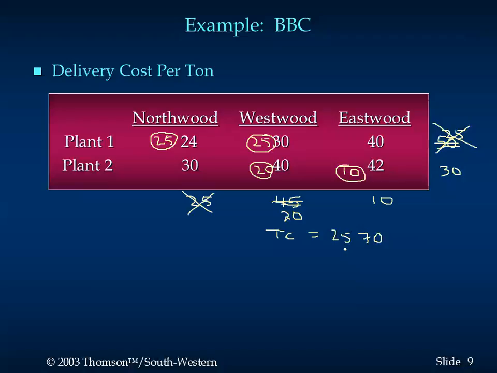And it has to satisfy row and column totals, and the number of allocations should be the number of rows plus the number of columns minus 1, which is 2 plus 3 minus 1, which is 4 allocations. As we can see, there are 4 allocations here. Now, to test for optimality, we're going to use a technique. Let me show you the technique first.